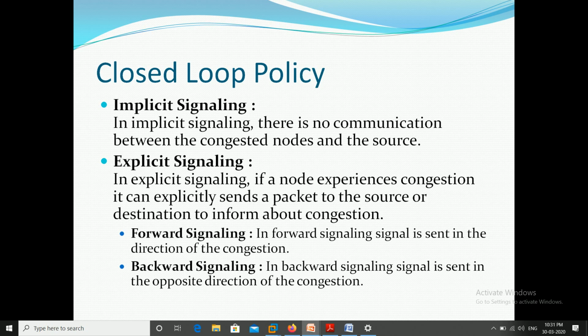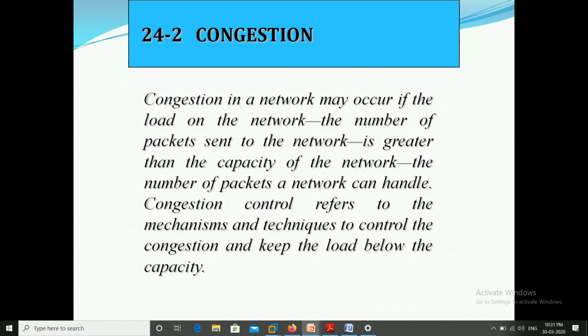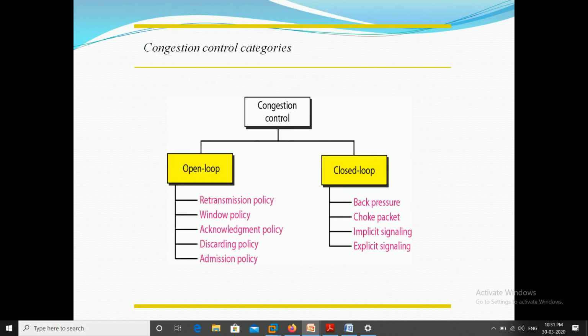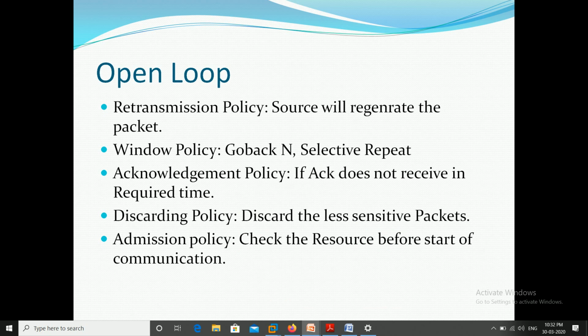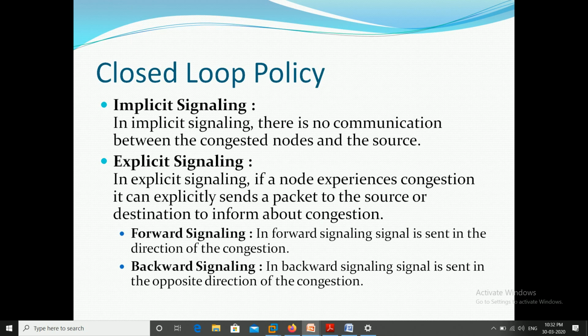I hope you understand. So what we have done till now: we have the data traffic, we have discussed the queue, and then the congestion control, and then the congestion control policies, open and closed loop. Five are there in open loop, four in closed loop. Out of five, 1, 2, 3 are the same as the data link layer. Discard and admission are new. Then we have back pressure, choke packet, implicit signal, and explicit signal, right? We have discussed all in detail. If you still have any doubt, you can contact me, and you can also give me a call.